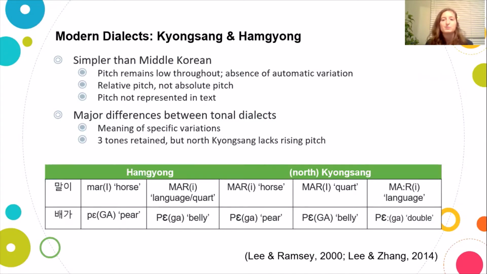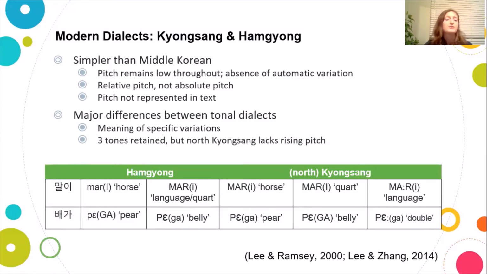There are some major differences between modern Korean tonal variation and Middle Korean tonal variation. One of the biggest is the absence of the automatic variation that was so distinctive to Middle Korean. In modern Korean tonal dialects, once a pitch falls in the phrase, it tends to remain low throughout the remainder of the phrase. Another important contrast is that modern dialects have relative pitch rather than absolute pitch, meaning that you do need the context of the sentence to understand the full meaning of the tonal variation. And then an obvious difference is that the pitch is no longer represented within Hangul text.